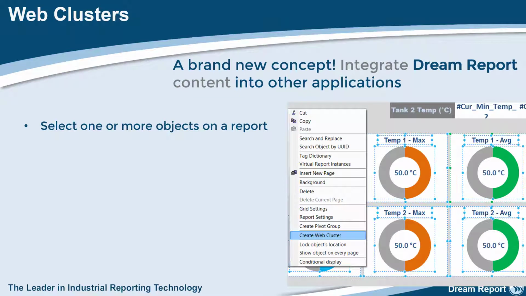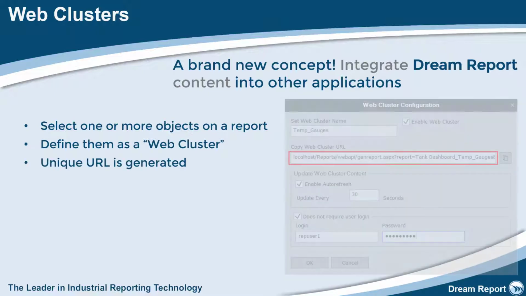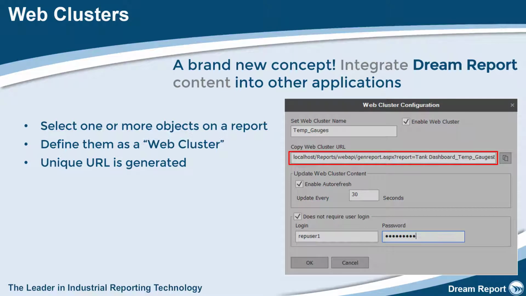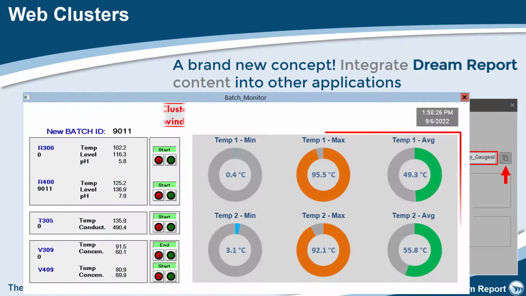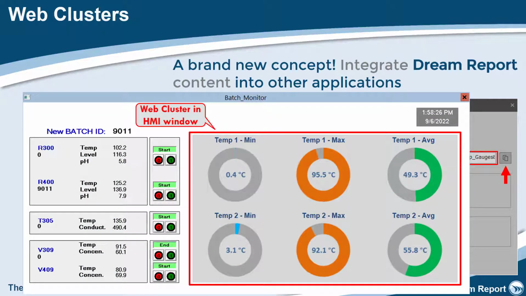Start by selecting one or more objects on a report. Right-click and then click Create a Web Cluster. A unique URL will be generated for the web cluster. Click to copy the link to that URL, and then specify whether or not you'll require secured access to the objects when accessed. Paste that URL into a third-party container that supports web content. Here we see the cluster of gauges with calculated metrics embedded in an HMI batch management window.